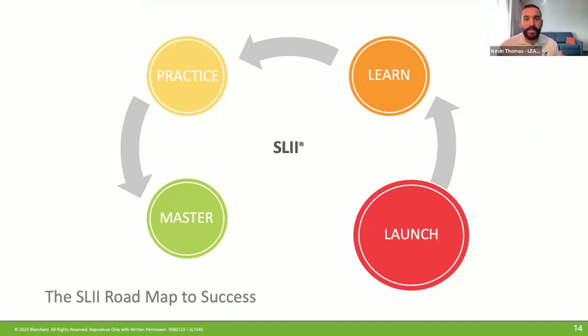So what is the SL2 experience program as a whole? It's broken up into 4 different phases. So the first here, launch. The launch phase of this program is all of the pre-work prior to any of the live sessions. Typically about 45 minutes to an hour's worth of pre-work. Usually you have anywhere from 2 to 4 weeks to complete this before the first session begins.